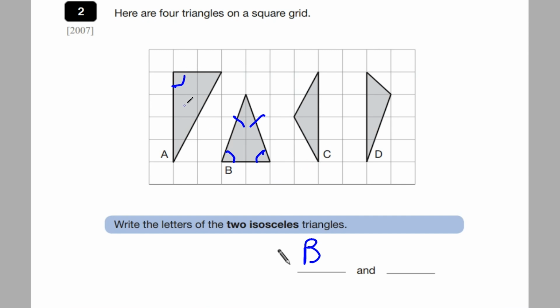This one appears to be a right angle triangle. This one doesn't have two sides that are the same. So it must be this one. And I can clearly see when I look at it now, these two sides are the same and these two angles are the same. So the other isosceles triangle would be C.